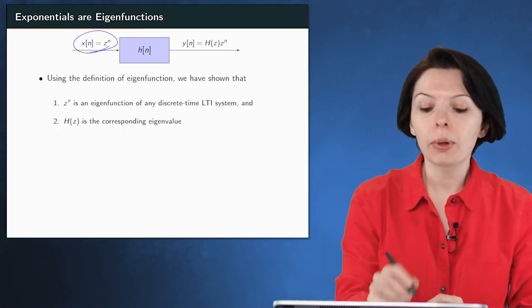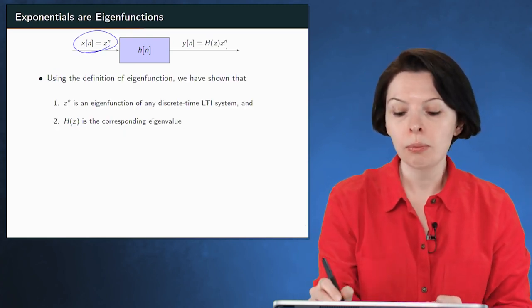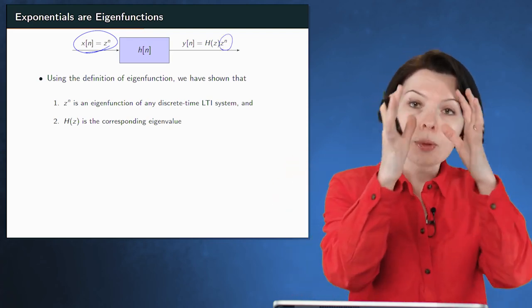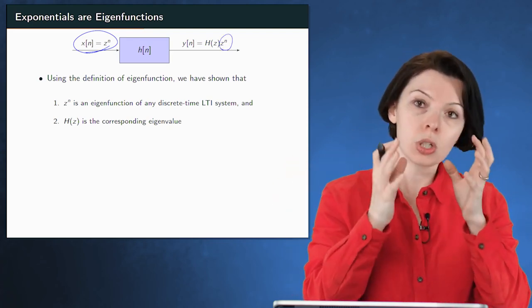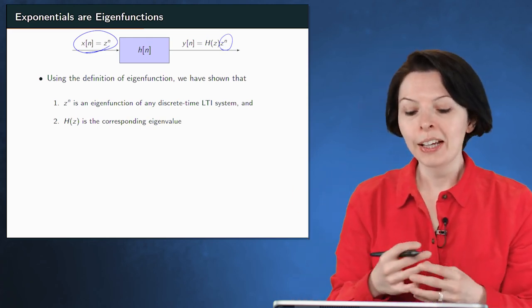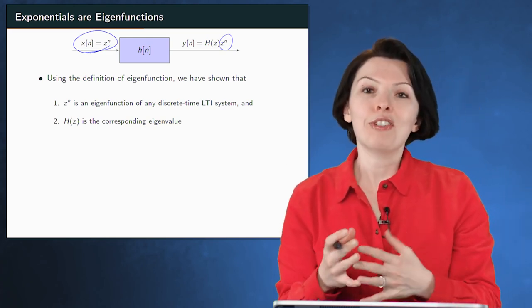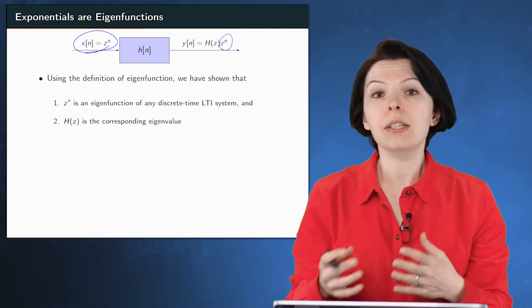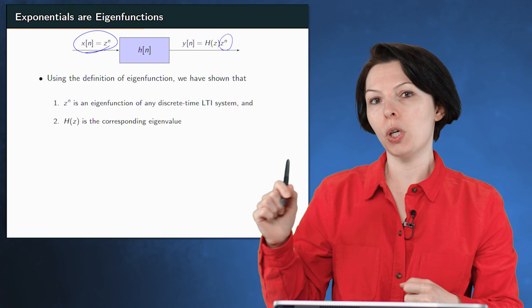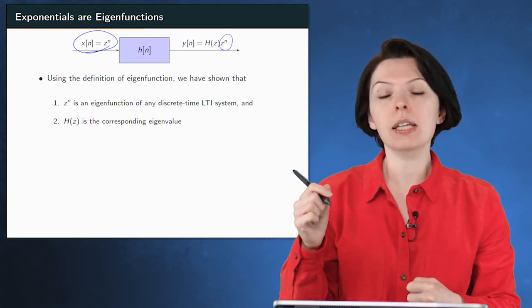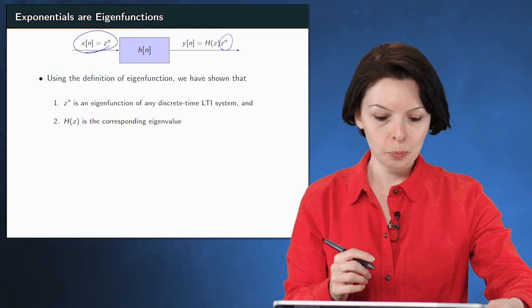So you see, you apply z to the power of n to an LTI system. At the output, you receive z to the power of n multiplied by a scalar factor, which doesn't depend on the value of n. It's a complex number in general. Using the definition of eigenfunction, we have shown that z to the power of n is an eigenfunction of any discrete time LTI system, and H of z is the corresponding eigenvalue.